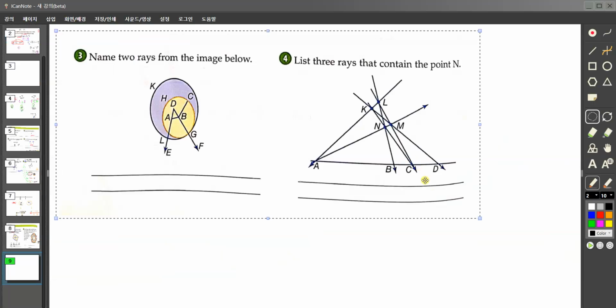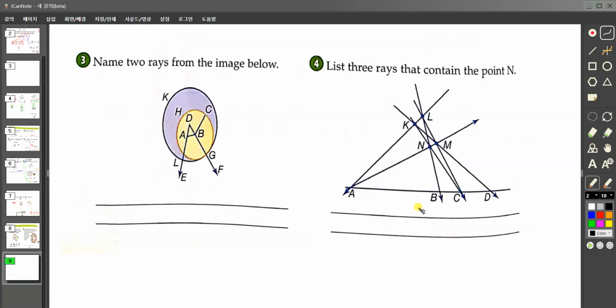Here. It looks like it has some things. Name two rays from the image below. Ray, two rays. I got it. It feels like it's not clear. D, E, from D to E, and D, F, from D to F. We can say it like this.